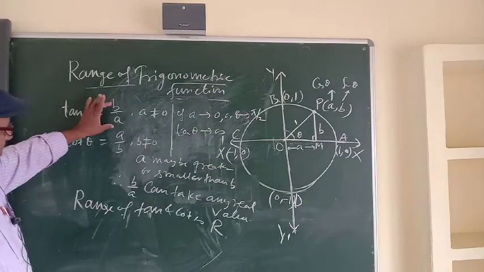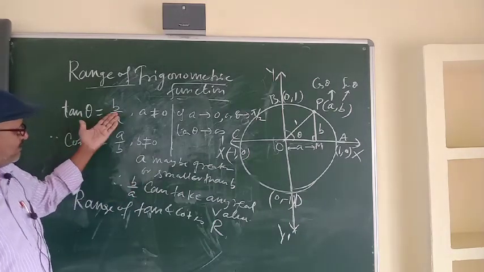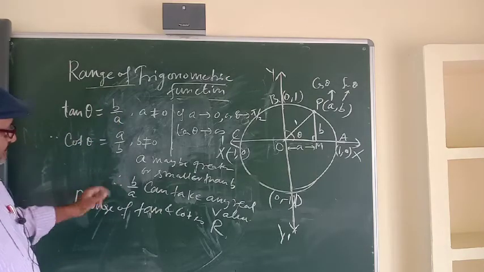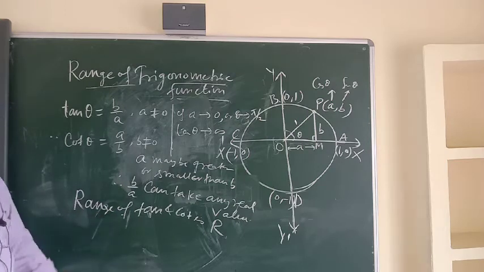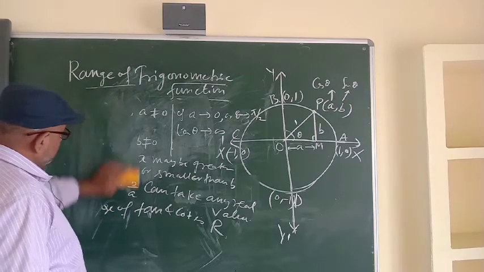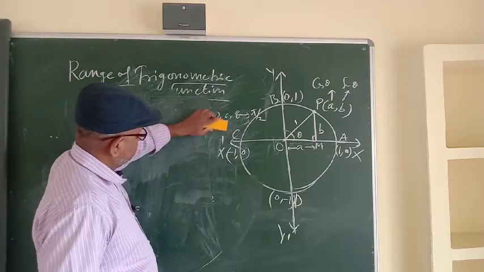So B by A, or A by B, can take any real value. A may be greater than B or B may be smaller than A, so it can take any real value. The range of tan and cot is the whole real number set. Next is sec and cosec.